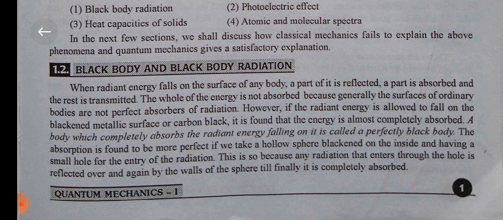The absorption is found to be more perfect if we take a hollow sphere blackened on the inside and having a small hole for the entry of radiation. This is so because any radiation that enters through the hole is reflected over and over again by the walls of the sphere till finally it is completely absorbed.